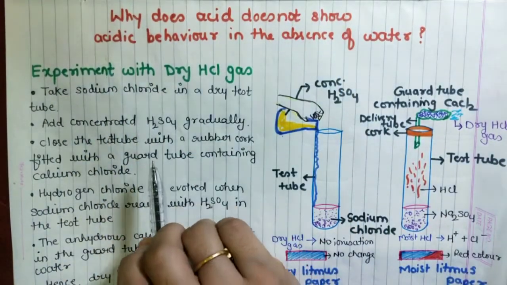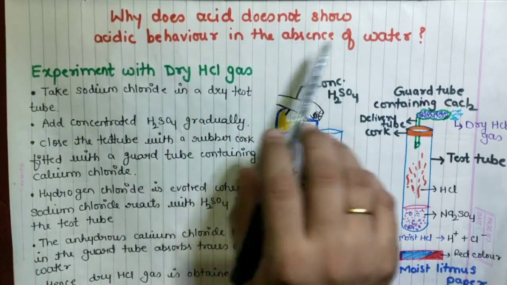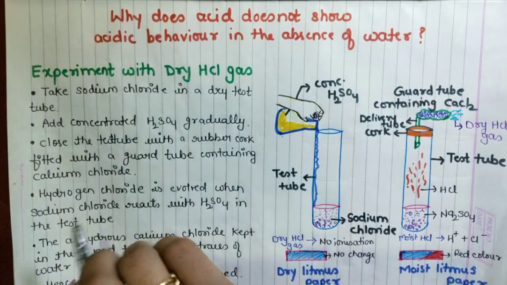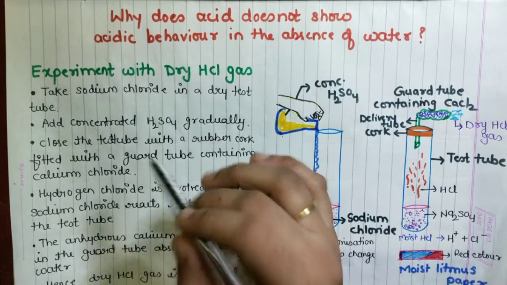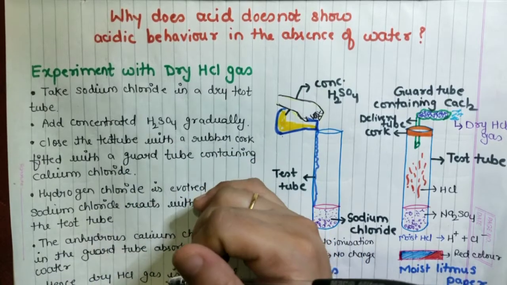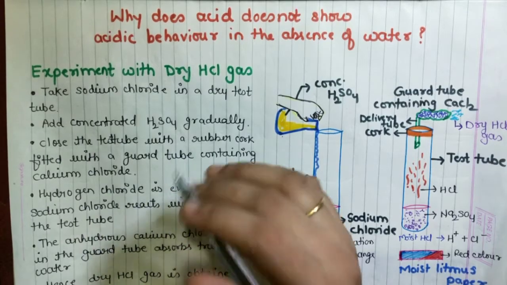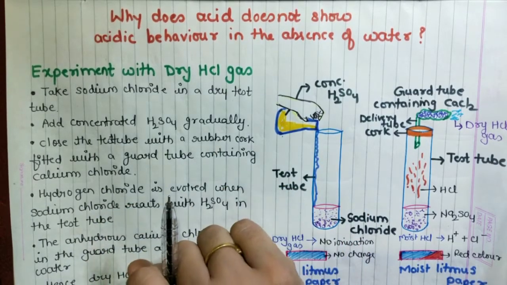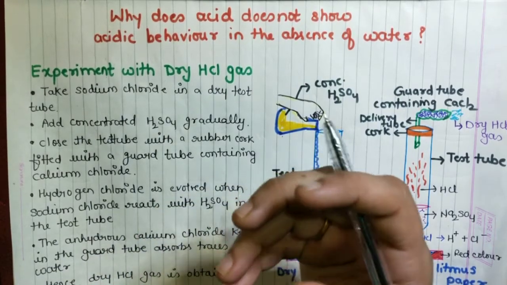Let us say, why does acid not show acidic behavior in the absence of water? Suppose in the experiment which we have learned just now, HCl is dissolved in water and then it is conducting electricity. Now what will happen if I don't take water in that? In the absence of water, HCl will not conduct electricity. So how do we know that HCl is not conducting electricity?